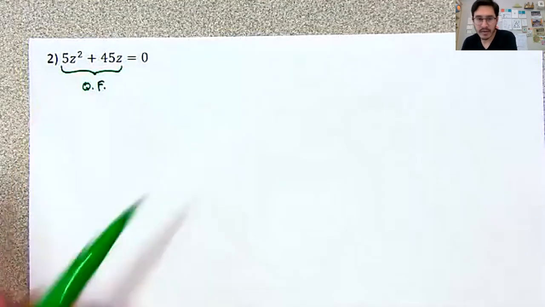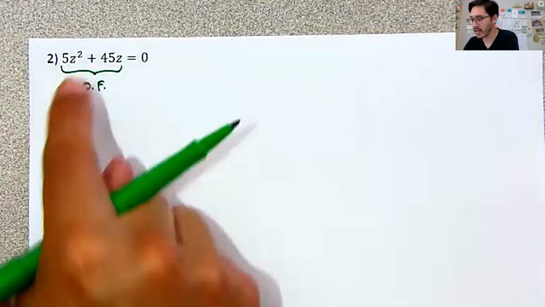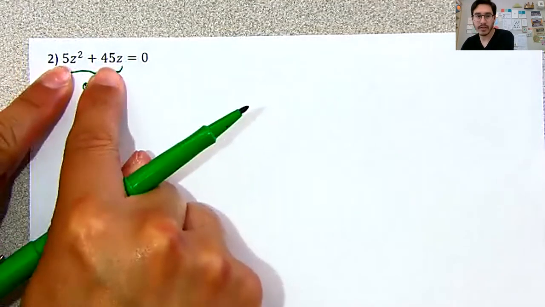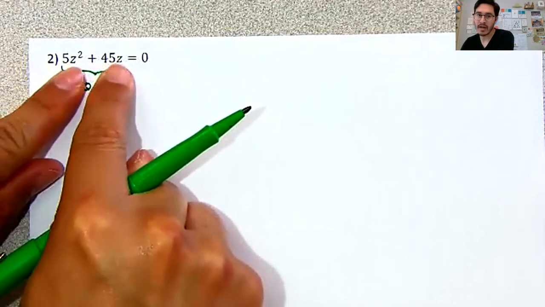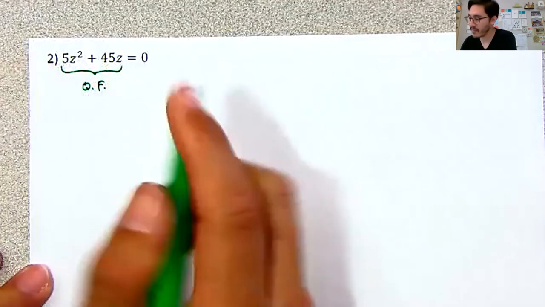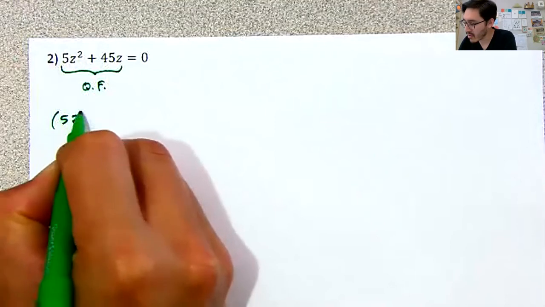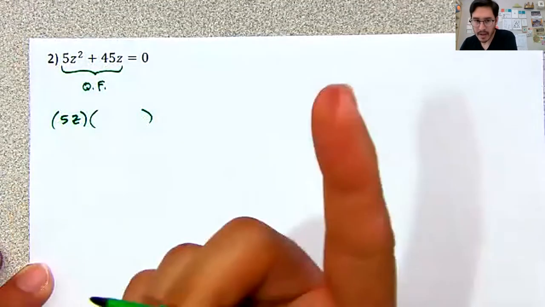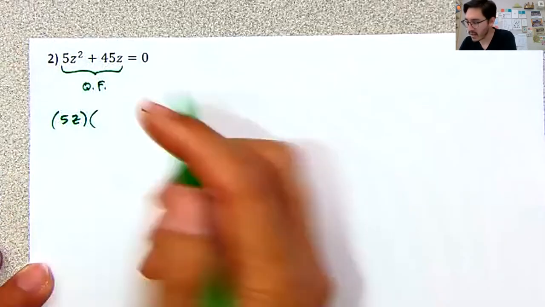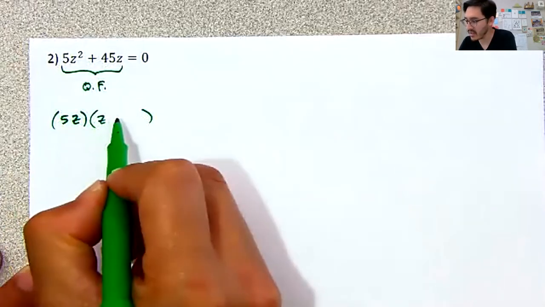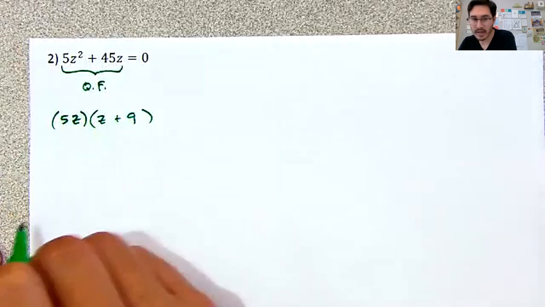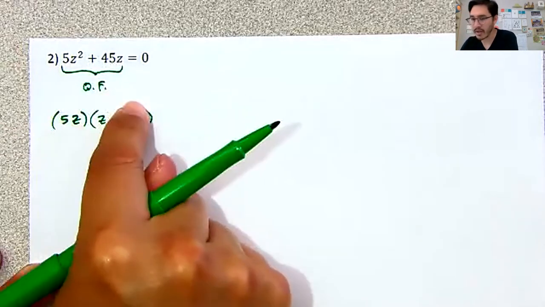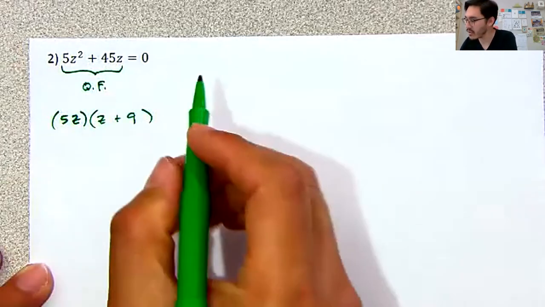Okay. I would use the area model, but you might also recognize that there's a greatest common factor, right? Both terms are divisible by 5, and both terms have 1 power of z. So we're going to have a factor of 5z. And then if we think about what factors would be remaining, well, we would have a z there and a 9 there. Okay. And you can just, in your head, do the distributive property, right, with these expressions.